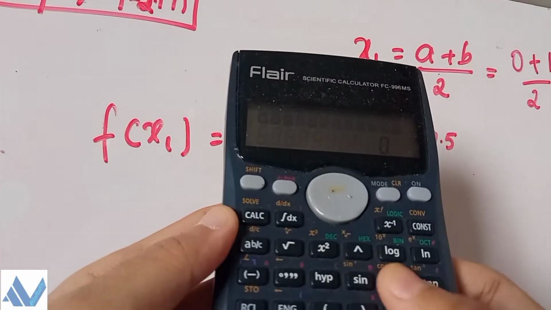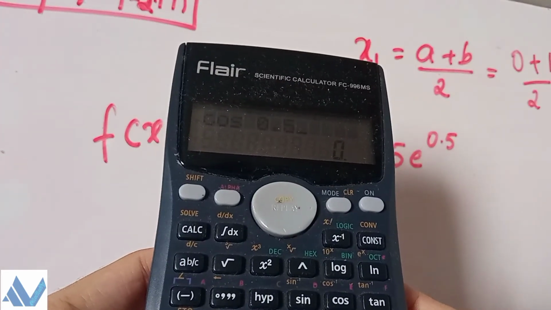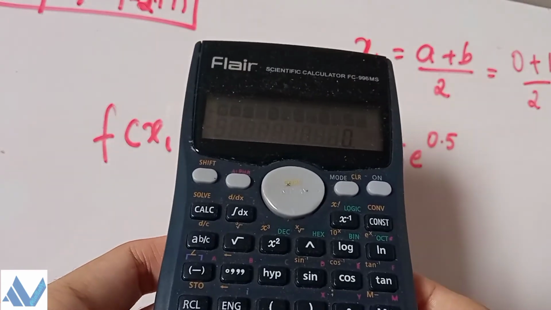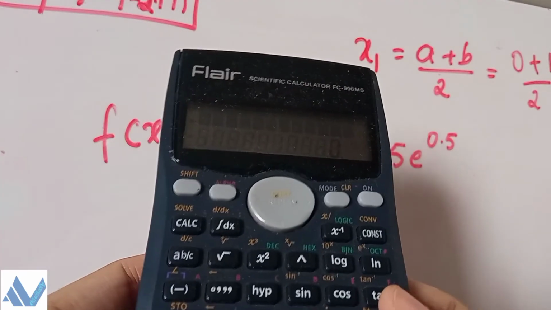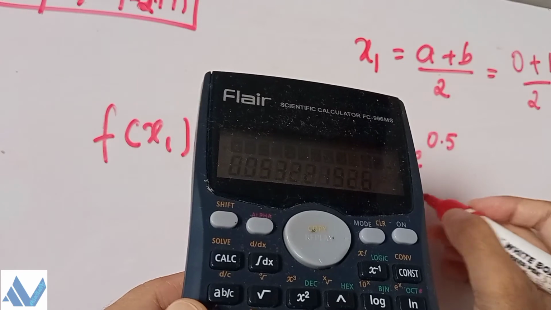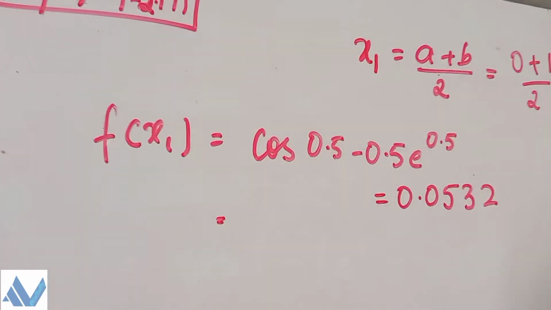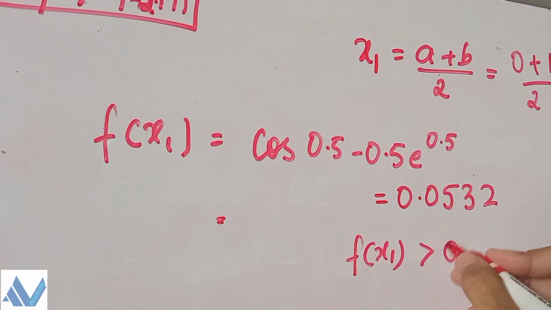Cos of 0.5 minus 0.5, shift and ln, e power 0.5. So you got 0.0532. This is a positive value. So f of x1 is greater than 0.